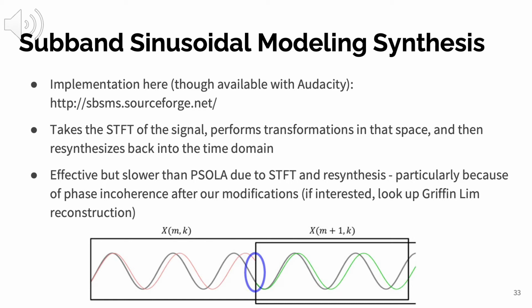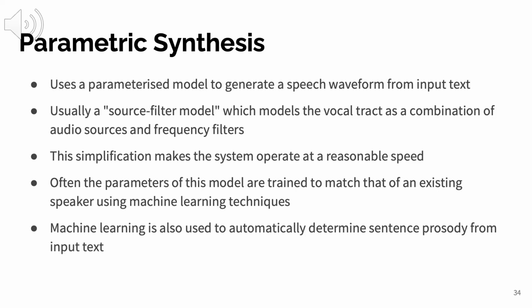So there are a bunch of different ways of reconstructing it from a Fourier representation. The most common is Griffin-Lim, where you're ignoring the phase information of the Fourier frames and just looking at the amplitude, and then you're trying to produce a waveform which roughly corresponds in terms of its amplitude to that spectrogram. So that's concatenative synthesis.